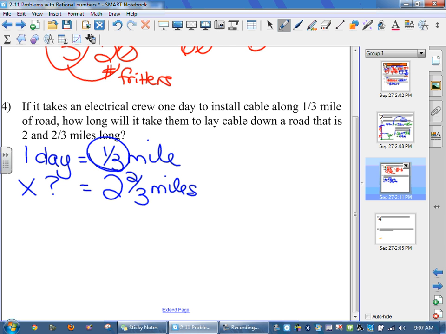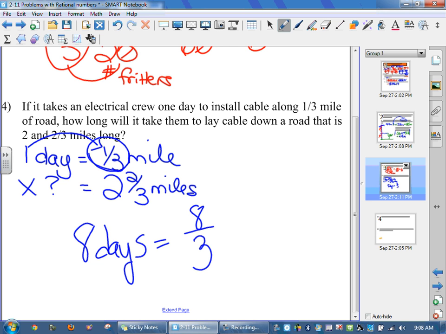So if I want 8 thirds, how many days is it going to make me? 8 days, good. Because 1 day, match the one on top. 1 day is 1/3. 8 days would be 8 thirds of a mile. Okay, does that make sense? Because it's a 1-to-1. 1 day for 1/3. Well, if I have 8 thirds, it's going to take me 8 days. Give these 2 a try.